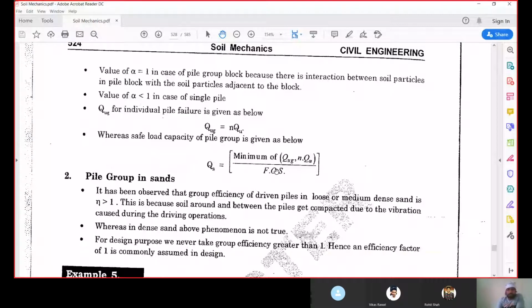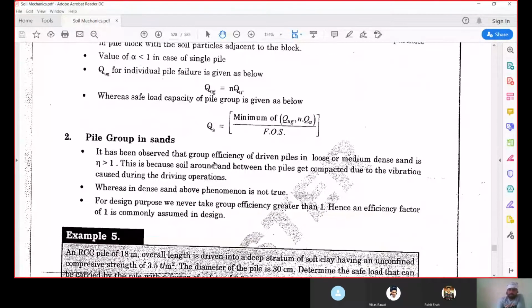Now, pile group in sands. It has been observed that group efficiency of driven piles in loose or medium dense sand is greater than 1. This is because soil around and between the piles gets compacted due to vibration caused during the driving operation. This point is quite obvious: when we are driving a pile into the sandy layer, the soil present in between the piles gets compacted, due to which the group efficiency becomes greater than 1, or the group efficiency is enhanced.